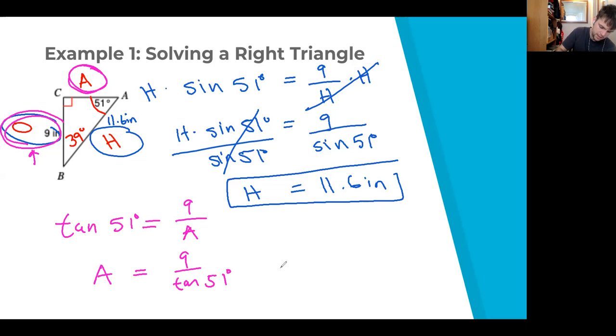And do that, 9 divided by tan 51. I get 7.288, and I'll just show it here. So 7.3 inches. Do be mindful of the units. Include units if they're given to you. If they're not, then it doesn't matter. But if units are given, make sure to include those with your answers. So now we've solved for the two missing sides and the one missing angle. We know everything about this right triangle. I'm going to go ahead and clear and move forward.